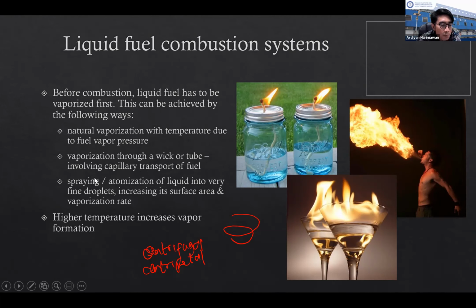And then the third one will be by spraying or atomization. Atomization is basically not changing the fuel into atoms, but changing the liquid into very fine droplets. That's what we call spraying. So atomization is just the name. It's not creating atoms, but creating small, very fine droplets. So it increases the surface area of the liquid, and so increases the vaporization rate. Also, we can use a higher temperature to increase the vapor formation.